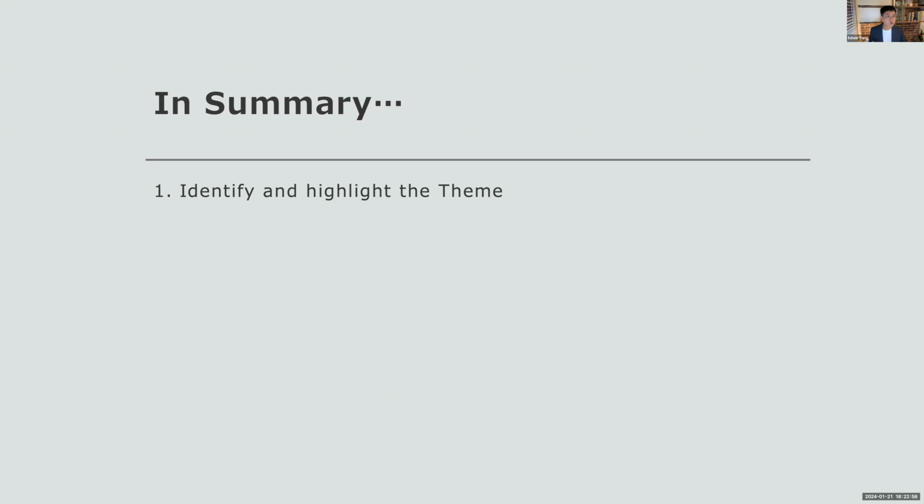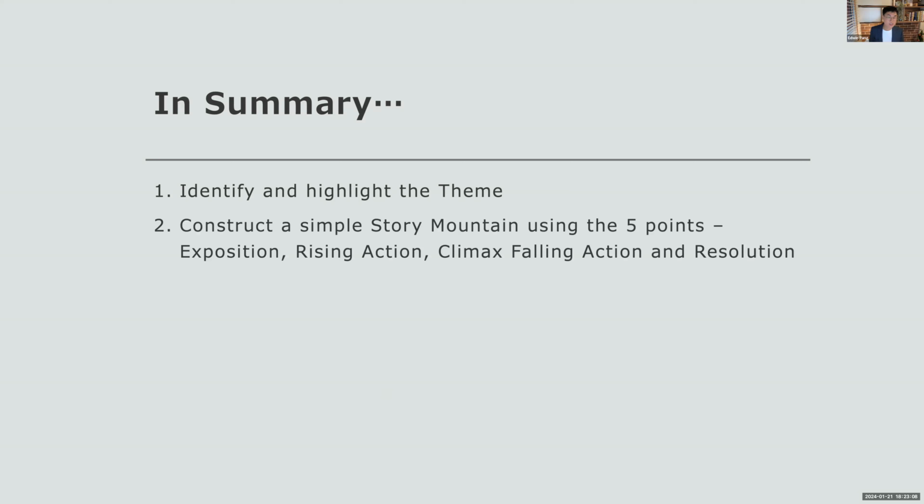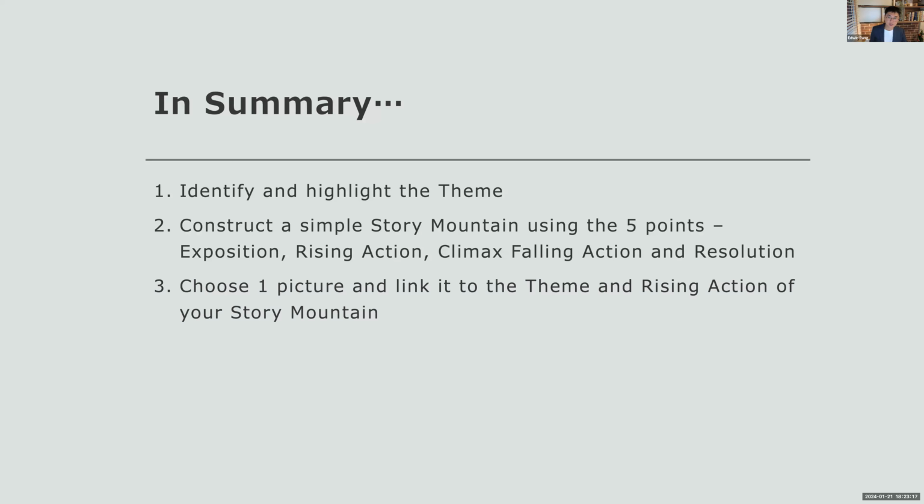We talked about how we should always begin the approach of a question in composition by identifying and highlighting the theme, by constructing a simple story mountain around that theme, using the 5 points of exposition, rising action, climax, falling action, and resolution. We talked about how we should choose one, not two or three, but one picture and link it to the theme and rising action of our story mountain. It could also find its way into the climax, right? So the picture could be linked to the rising action or the climax of my story mountain.